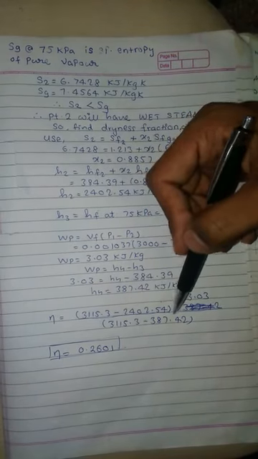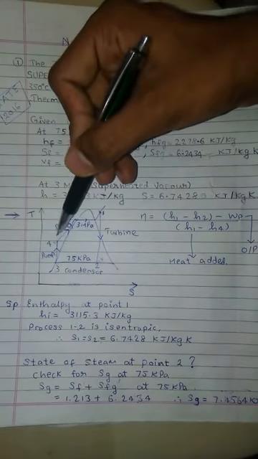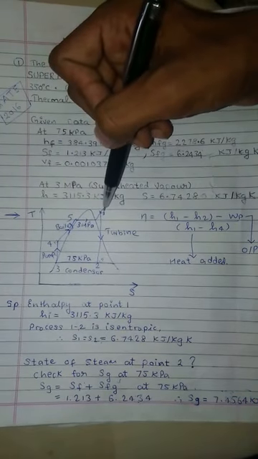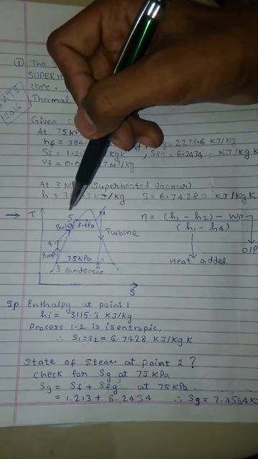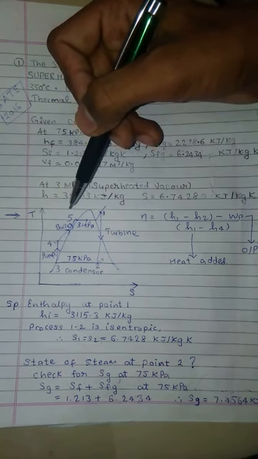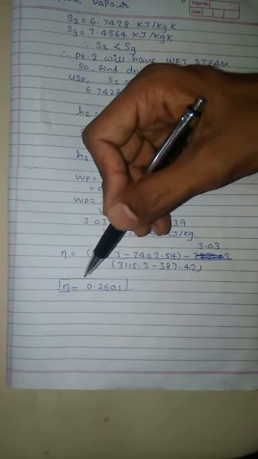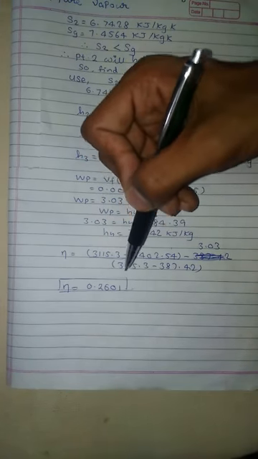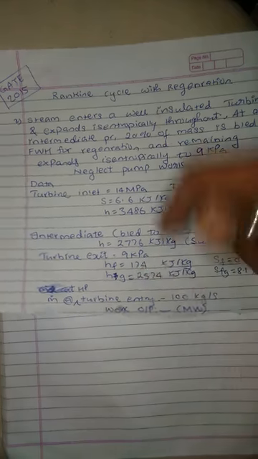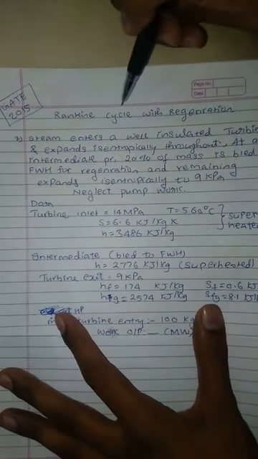And this is the heat added. Now heat addition takes place between points 4, 5 and 1. So net heat added will be H1 minus H4, again using steady flow energy for the boiler. So by putting all the values, you get the thermal efficiency of the plant as 0.2601 or 26%.